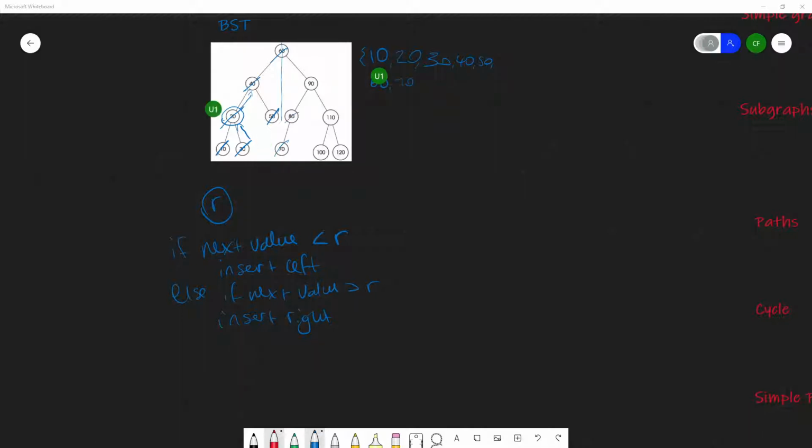And then 80. We can get to 80. And we can get to 90. Follow all the way down to get to 100. There we can go to 110. That's the next most left. And then finally 120. And that's essentially how you traverse the tree. So always picking the leftmost node given the scenario.